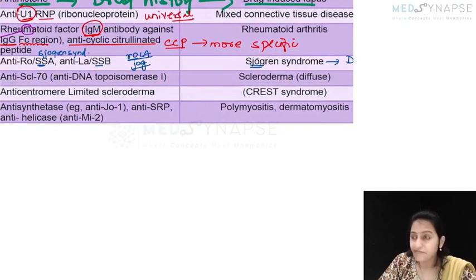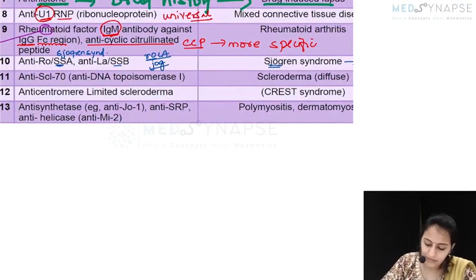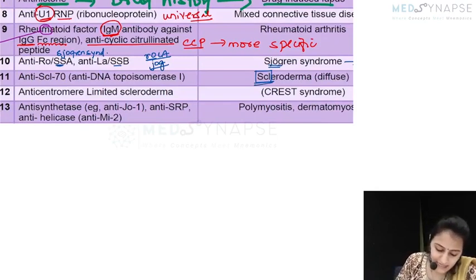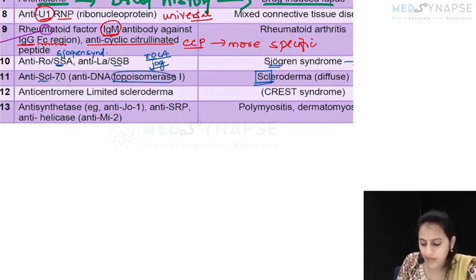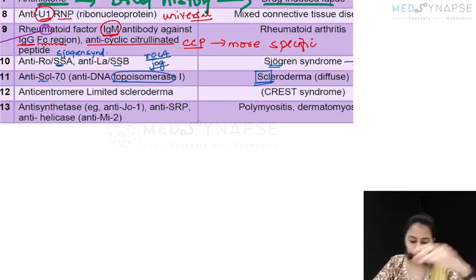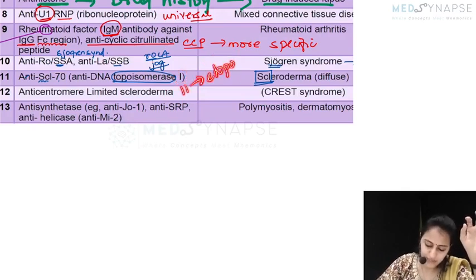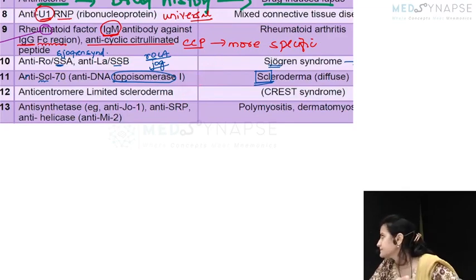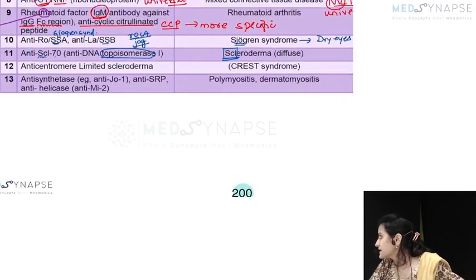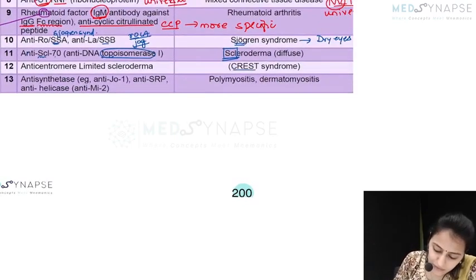Scleroderma, which is a diffuse systemic sclerosis, like scleroderma is what antibody? SCL. Remember scleroderma is SCL. Anti-SCL70, which is basically anti-DNA topoisomerase. What was the drug for anti-topoisomerase 1? One was Thicans, right? And 2 was etoposide. Topoisomerase 2 was etoposide. If it's a limited scleroderma, that is the CREST syndrome. Limited scleroderma is CREST syndrome.